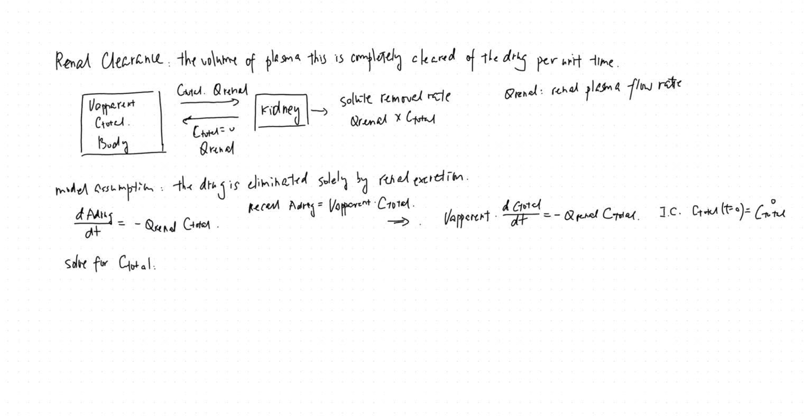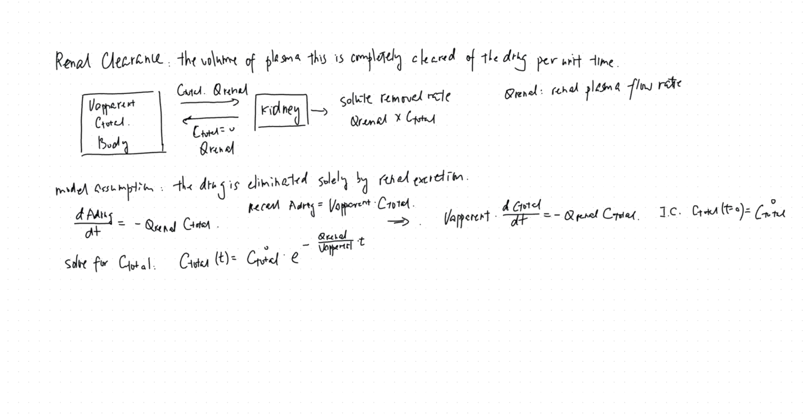C total equals, let's specify the function of time. So C total not, the initial condition, multiplied by exponent of minus Q renal divided by V apparent multiplied by t time. That's it. And this shows that the concentration of the drug decays exponentially.